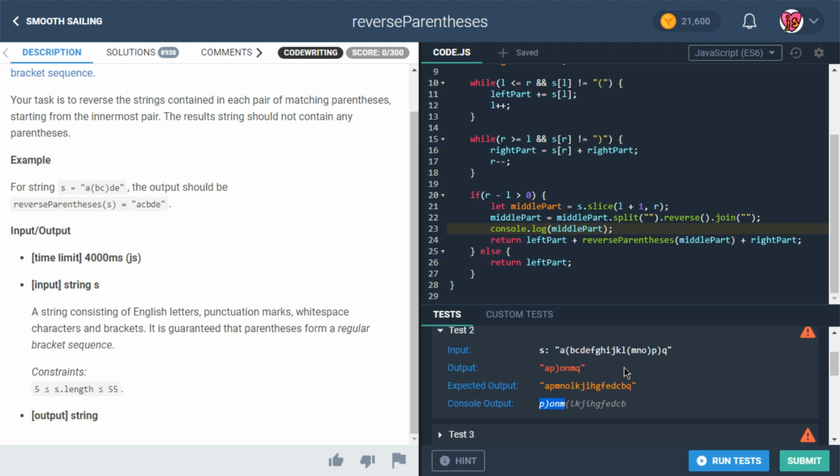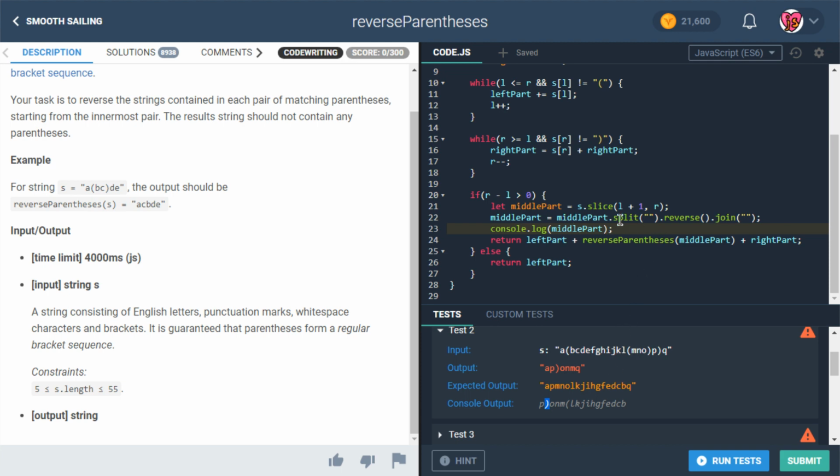The problem is, notice when it flipped this middle part around, it didn't care to flip the parentheses. So it ended with a P, and then before that there was a close parenthesis, and then an O, and then an N. So P, close parenthesis, O, N. Really what we want is for this close parenthesis to become an open parenthesis. So that's the main issue with this.